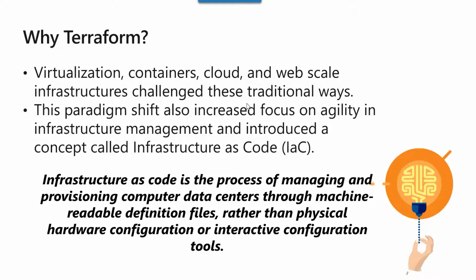The paradigm shift from the physical hardware in traditional data centers to virtualization, containers, and then cloud, and the web scale infrastructures running in the cloud. There's increased focus on agility in infrastructure management, and that introduced a concept called infrastructure as code, right? This is a Wikipedia definition here. Infrastructure as code is the process of managing and provisioning computer data centers through machine-readable definition files rather than physical hardware configurations or interactive configuration tools.